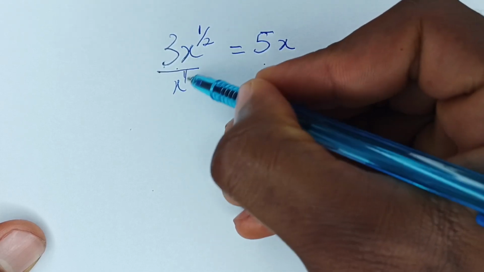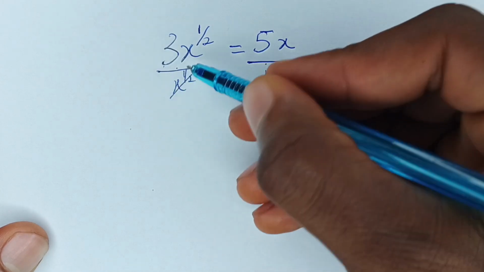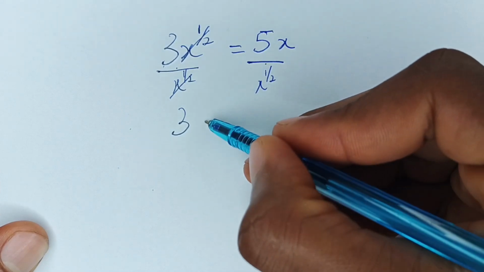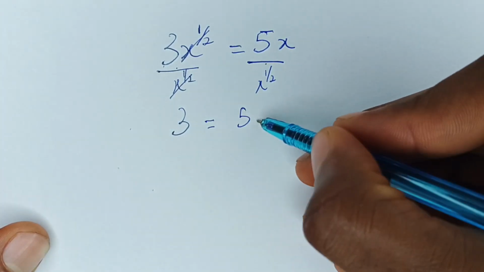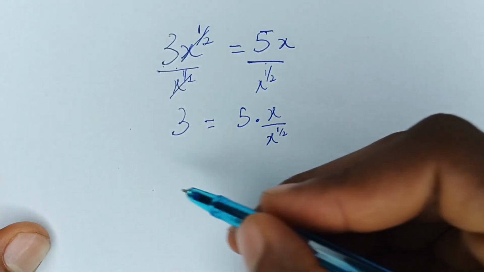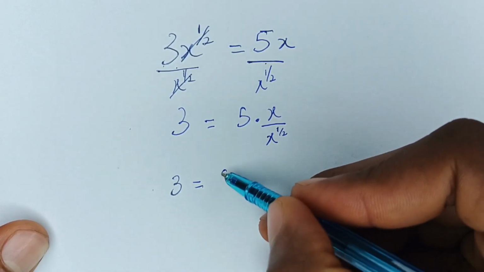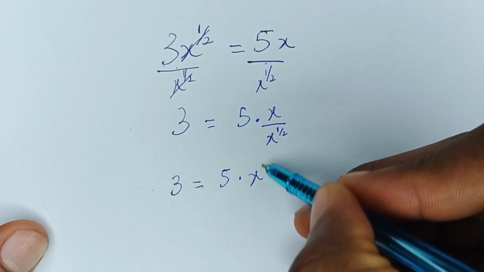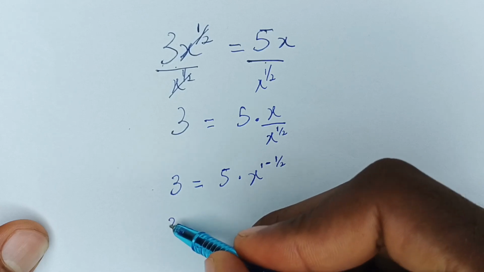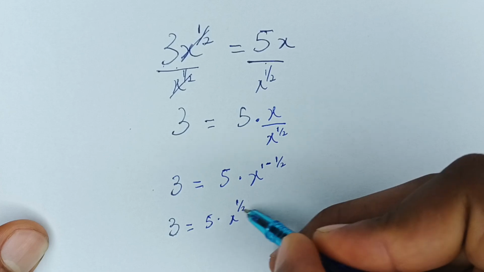So I have x raised to the power half over x raised to the power half. The x raised to the power half cancels with x raised to the power half, giving me 3 here. And this is equal to 5 multiplied by x over x raised to the power half. Therefore, 3 is equal to 5 times x raised to the power 1 minus half, and therefore 3 becomes equal to 5 multiplied by x raised to the power half.